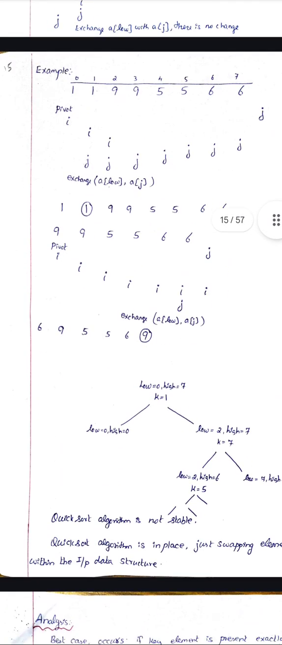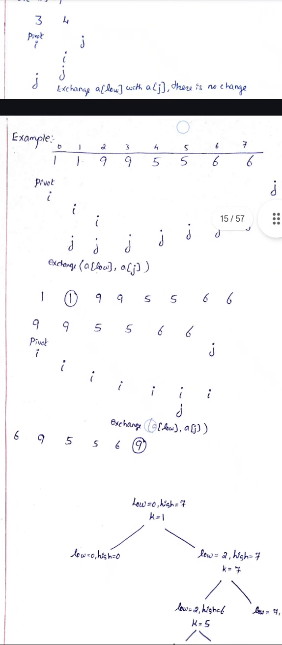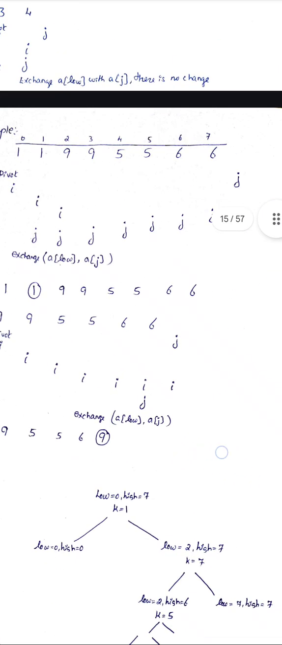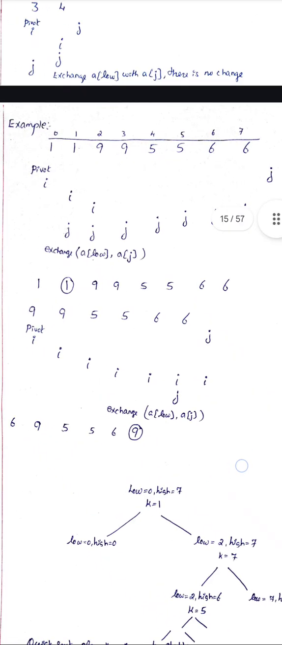Here is another example: 1, 1, 9, 9, 5, 5, 6, 6. 1 is the pivot element. Is 1 greater than or equal to 1? Yes, it is. So i plus plus, i goes till 9. Then check for j. j will be at the 8th position.